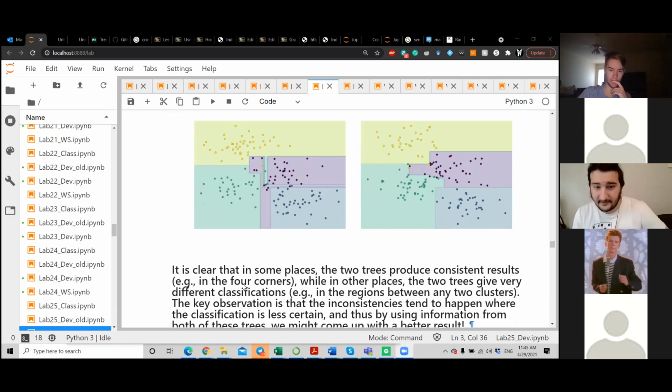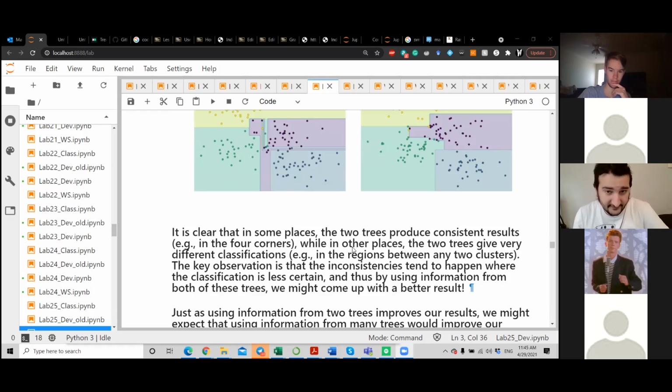So it is clear that in some places, the two trees produce consistent results, for example, in the four corners, while in other places, the two trees give very different classifications. For example, the regions between any two clusters or in the middle. The key observation is that the inconsistencies tend to happen where the classification is less certain. Thus, by using information from both of these trees, we might come up with a better result.